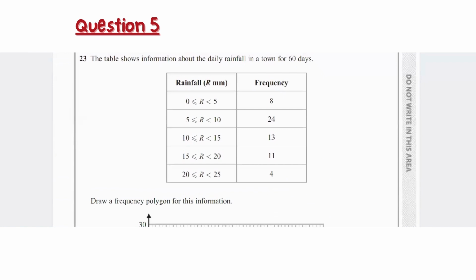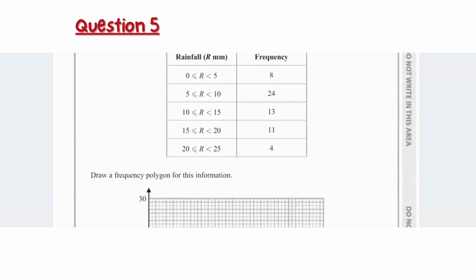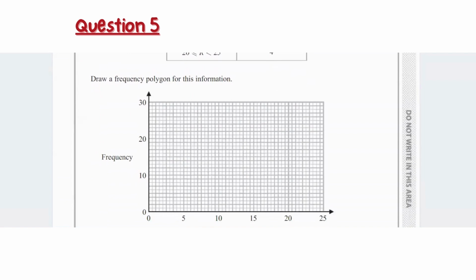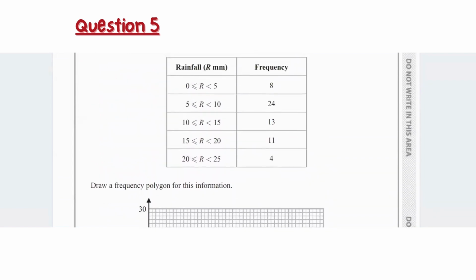Question 23 says the table shows information about the daily rainfall in a town for 60 days. So we have the intervals for rainfall and the corresponding frequency. Draw a frequency polygon for this information. To draw the frequency polygon, we need the midpoints of the class intervals. Midpoints can be found by adding the minimum and maximum value and then dividing that by 2.